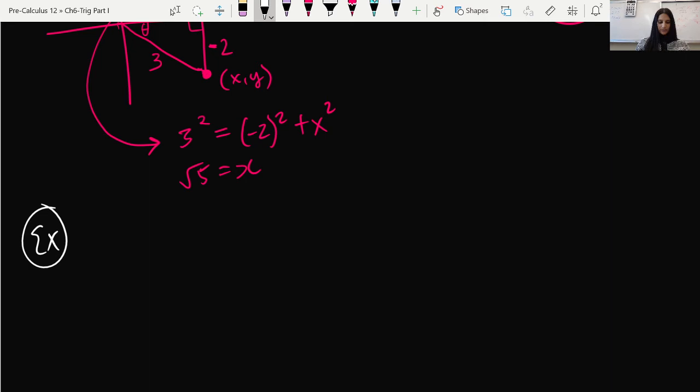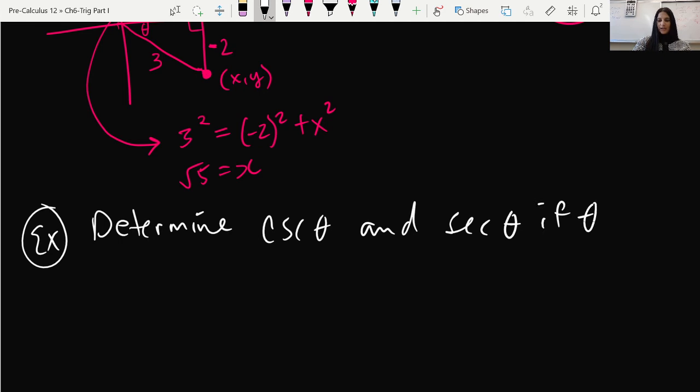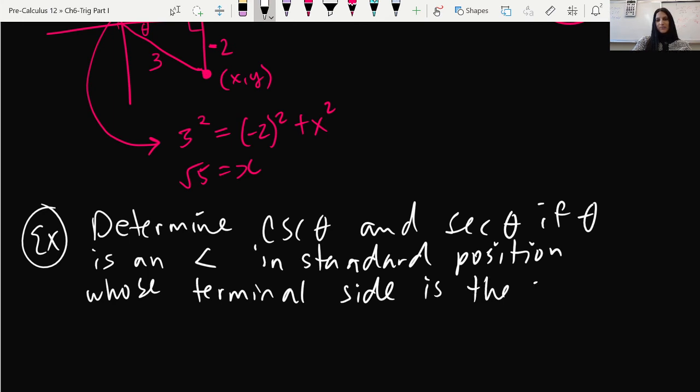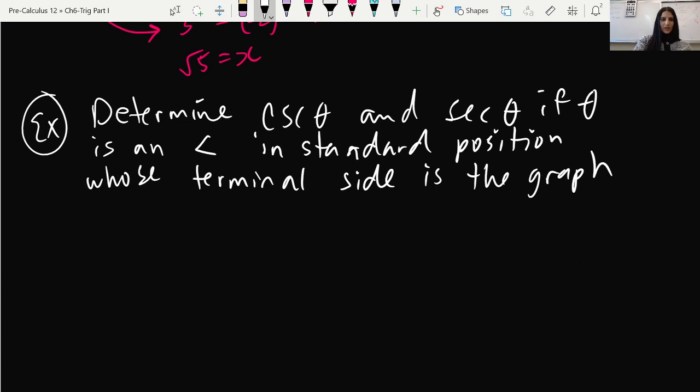Okay, so determine cosecant theta and secant theta if theta is an angle in standard position whose terminal side is the graph of 2x plus 5y equals 0, where x has to be less than or equal to 0.